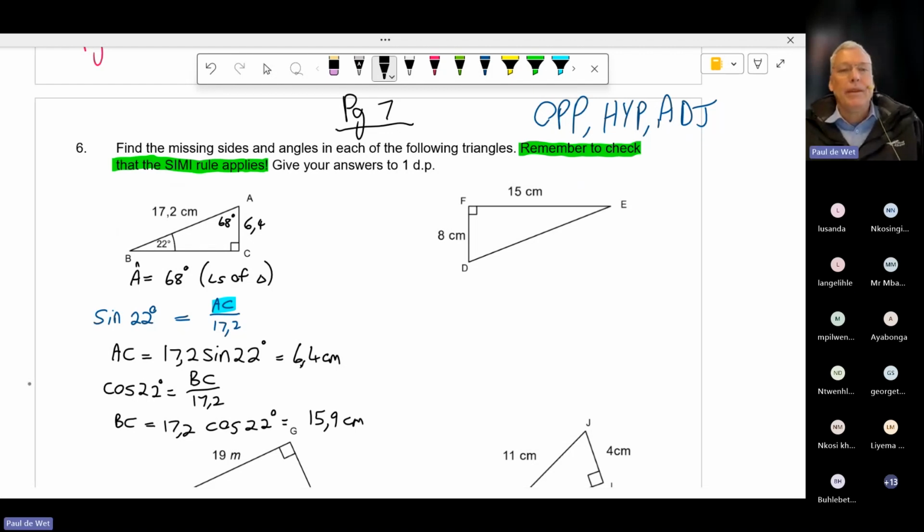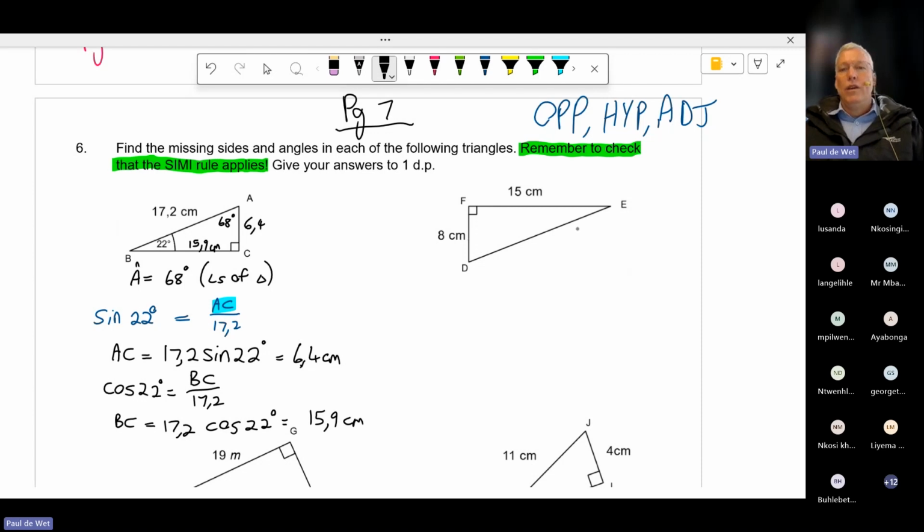Now, I want us to check. Has the rule applied here? Is the biggest side opposite the biggest angle? Yes. Is the smallest side opposite the smallest angle? Yes. If the rule is not applying, you are wrong. I promise you, you are wrong. So what we've done here is used our trigonometry to find missing sides and angles. We're going to do another one now.